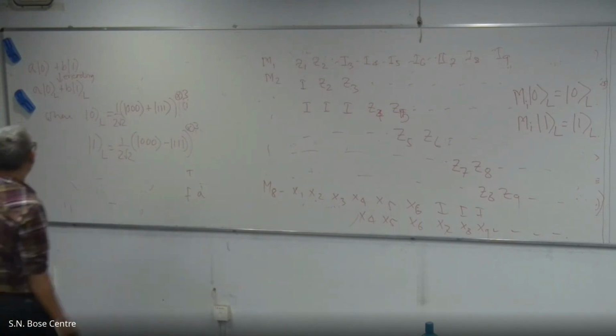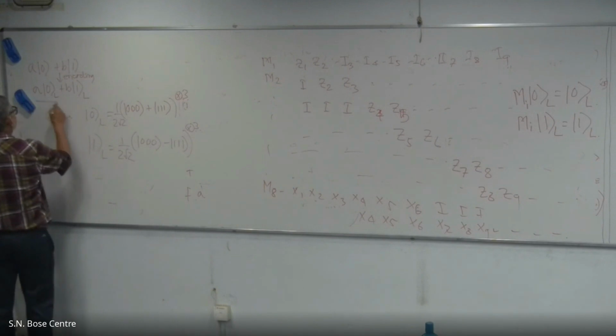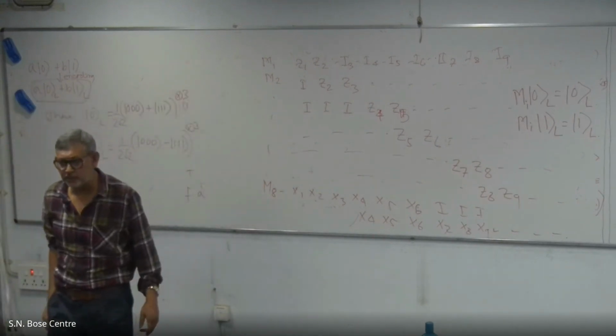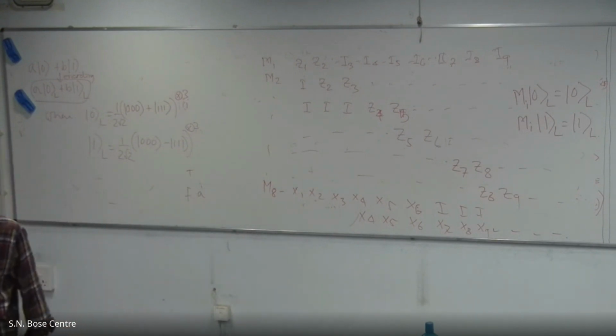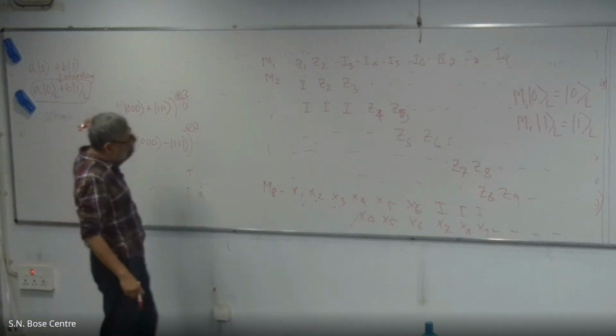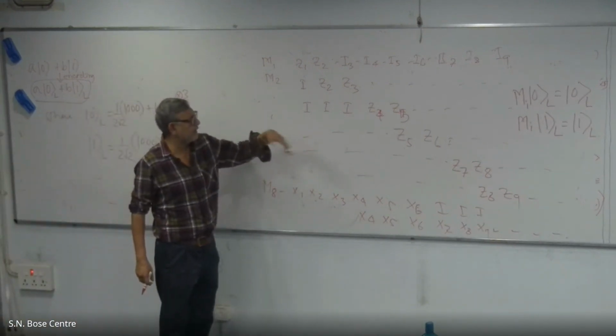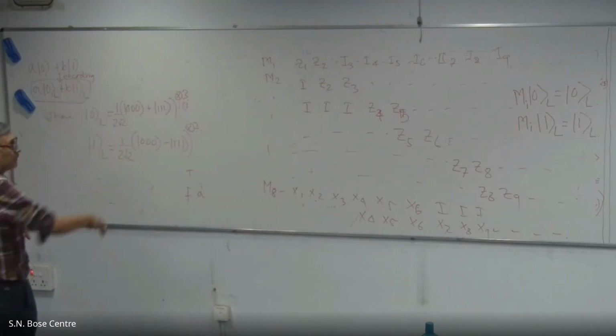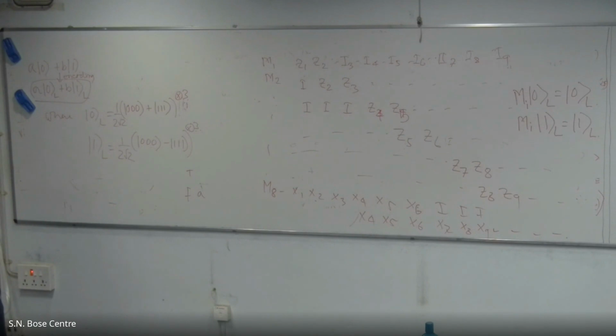If the state is this, and I measure all these 8 operators simultaneously, what will be the result? All are plus. Now, whatever error you consider on 1 qubit, if you measure all 8 of them, at least somewhere it will be different. Somewhere maybe one minus 1 will come, sometimes 2 minus 1 will come.